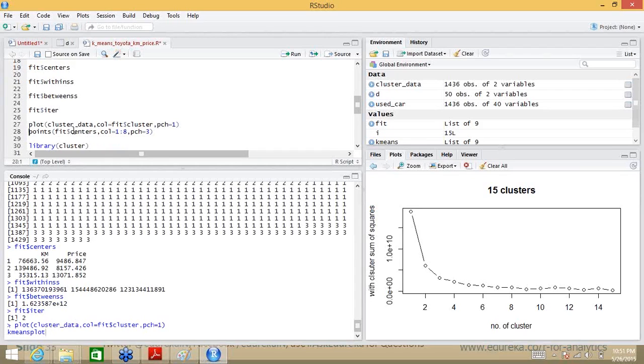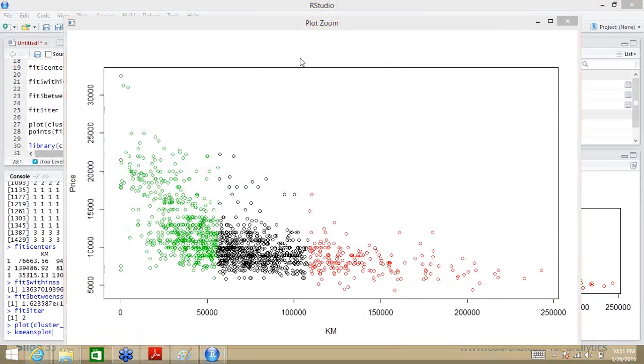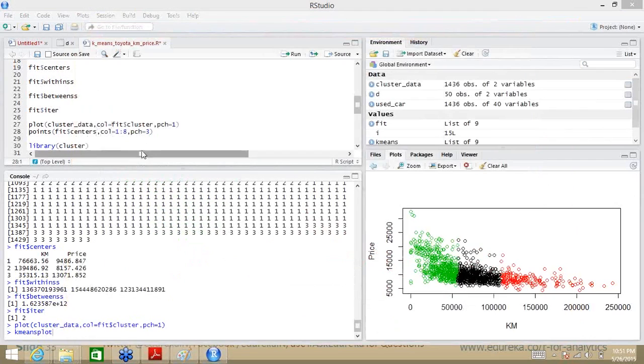We can plot it with these colors. You can plot this based on the kilometers, and what is the price. You can see it comes up with a pretty attractive graph with a cluster: number of kilometers, and what is the price range for these things. You can cluster it this way.